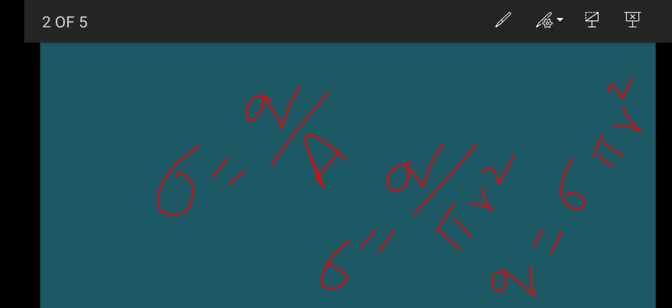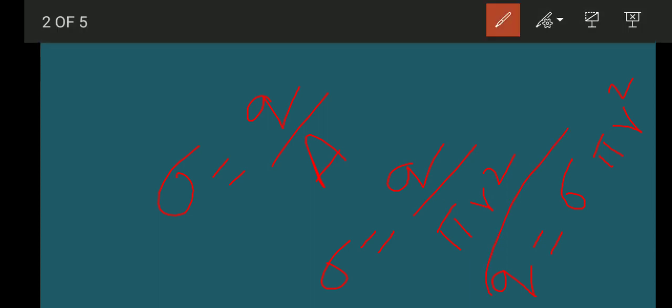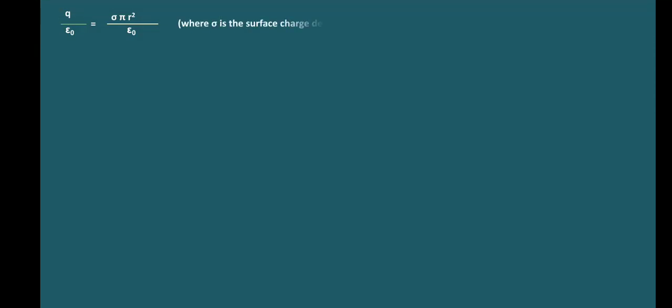Take this Q value and substitute in Q by epsilon naught. That means take this value and substitute in Q. So you will get sigma pi r square divided by epsilon naught. So that is the value from Gauss law. Here sigma is called the surface charge density, as I told you earlier. Therefore, let us equate these two.